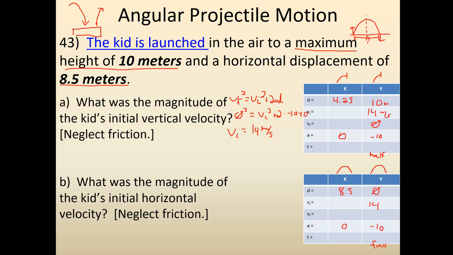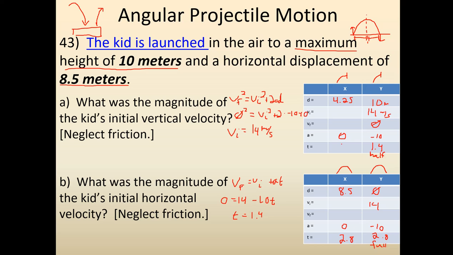Alright, so this is what I'm going to do. I'm going to use VF equals VI plus AT. Now, I actually like doing it this way rather than doing the full path, mainly because I like to avoid writing out the magic D equation in a case like this. So this would be 0 equals 14 minus 10t. So the time is going to be about 1.4 seconds. Again, this is half of the time. If we use this chart, we would have gotten 2.8 seconds.